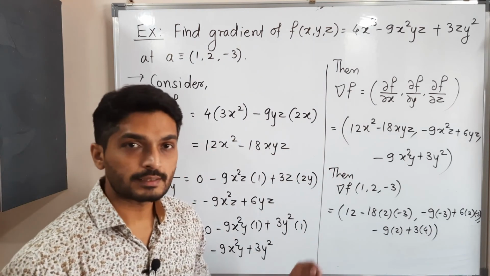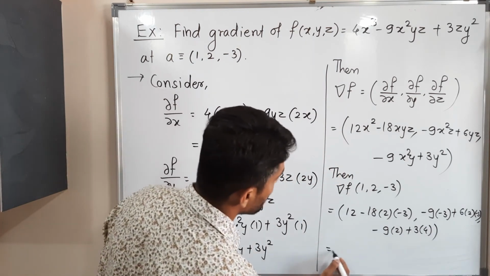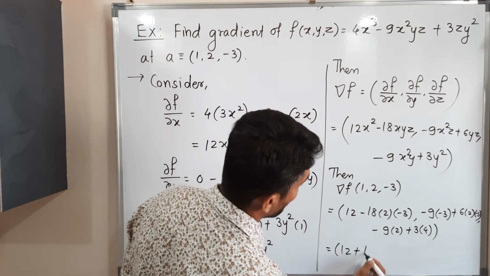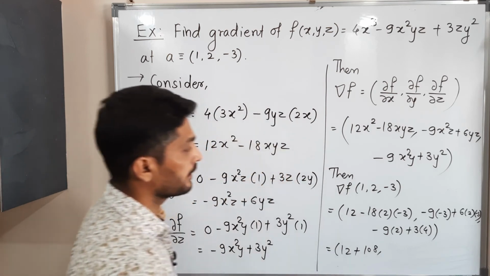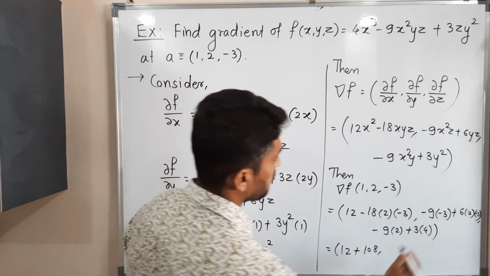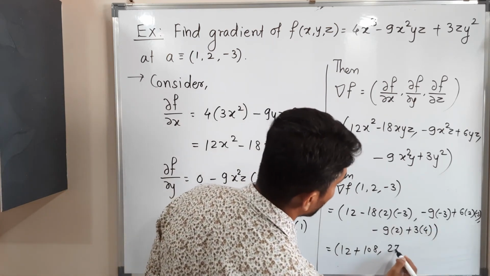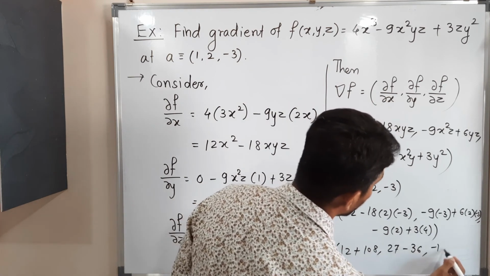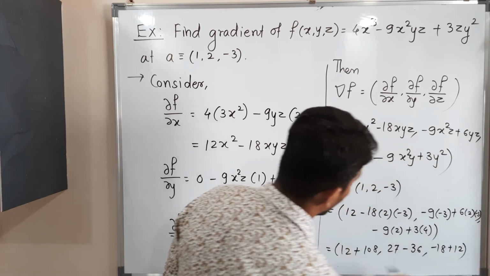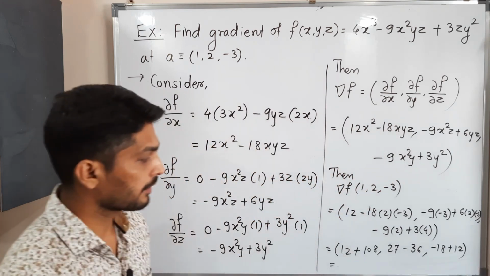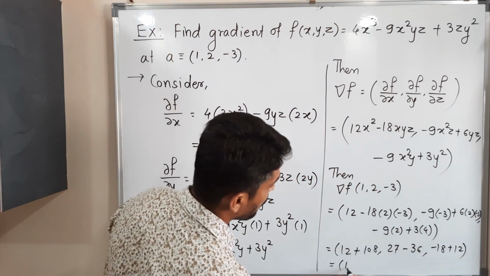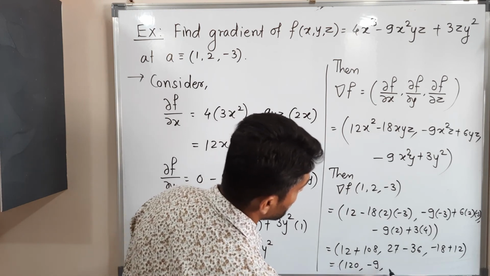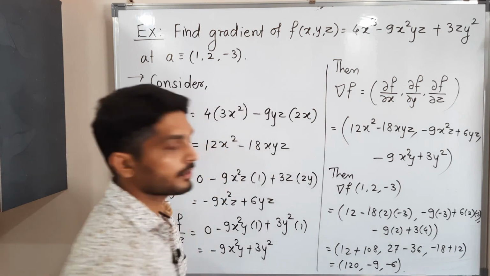So let us simplify it. This is equal to 12 plus 108 for the first component. The second is 27 minus 36, and the third is minus 18 plus 12. If you simplify, it will be 120, minus 9 and minus 6. So this is the required answer.